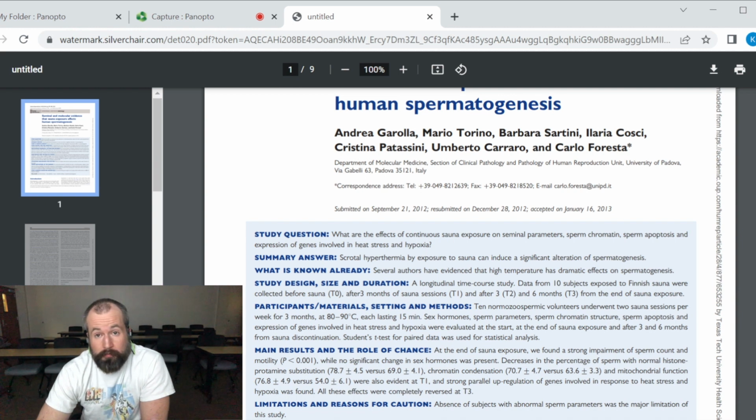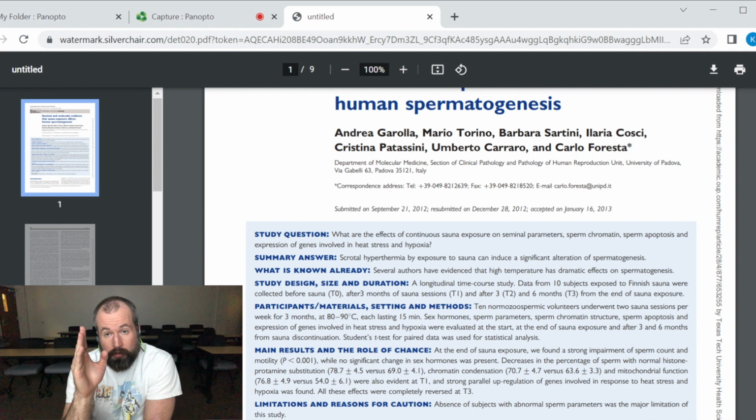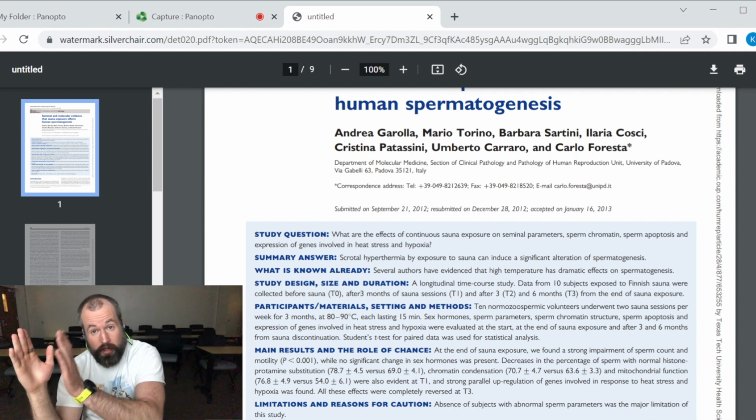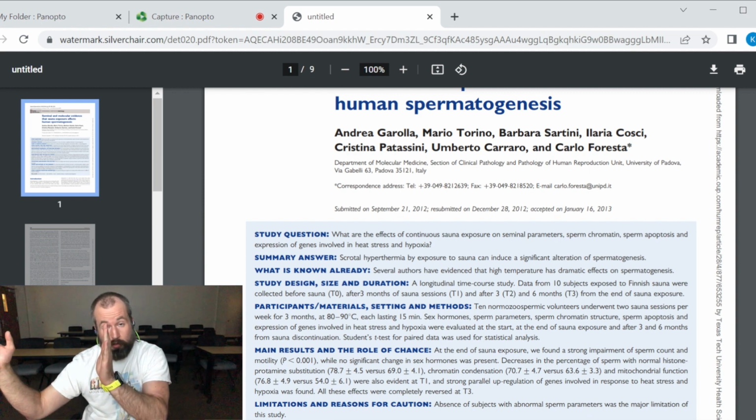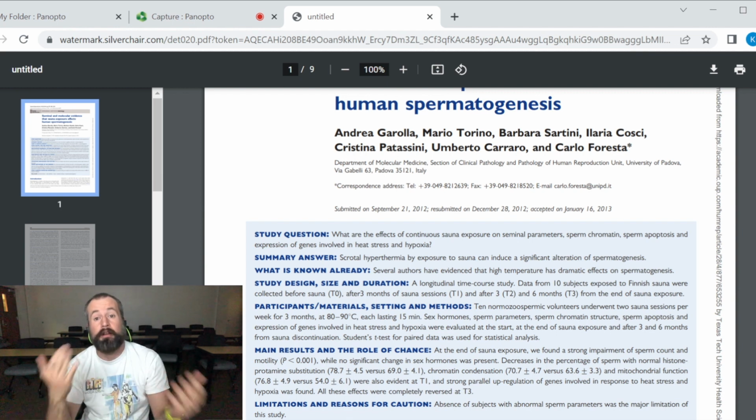3 months of sauna, 3 months no sauna, 6 months no sauna. So again, before sauna exposure, after 3 months of sauna exposure, 3 months after the end of sauna exposure, so you just do 3 months of sauna exposure, then you end sauna exposure, then you wait 3 months with no sauna exposure afterward, then another 3 months of no sauna exposure afterward. So 3, 3, 3, 9 months.